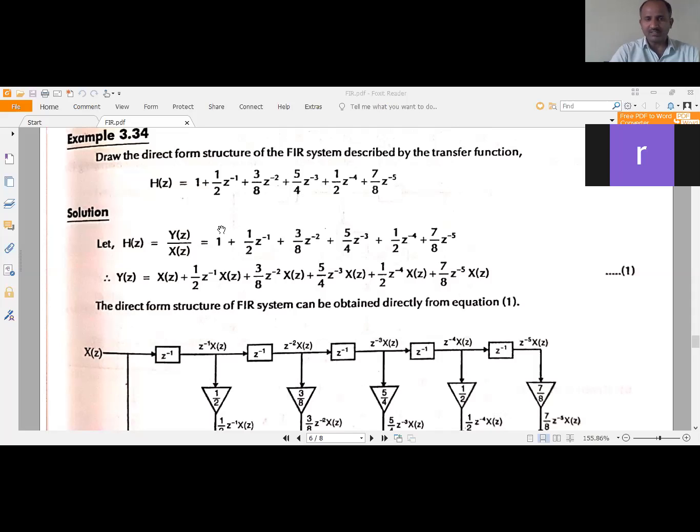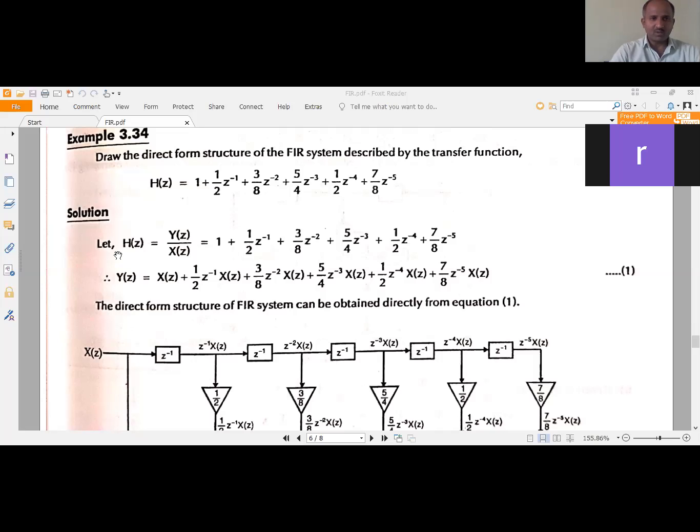By using these delay elements and constant multipliers, the number of adders required to realize this transfer function are 1, 2, 3, 4, 5. So 5 adders, 5 delay elements, and 6 constant multipliers are required to realize this transfer function using direct form 1.